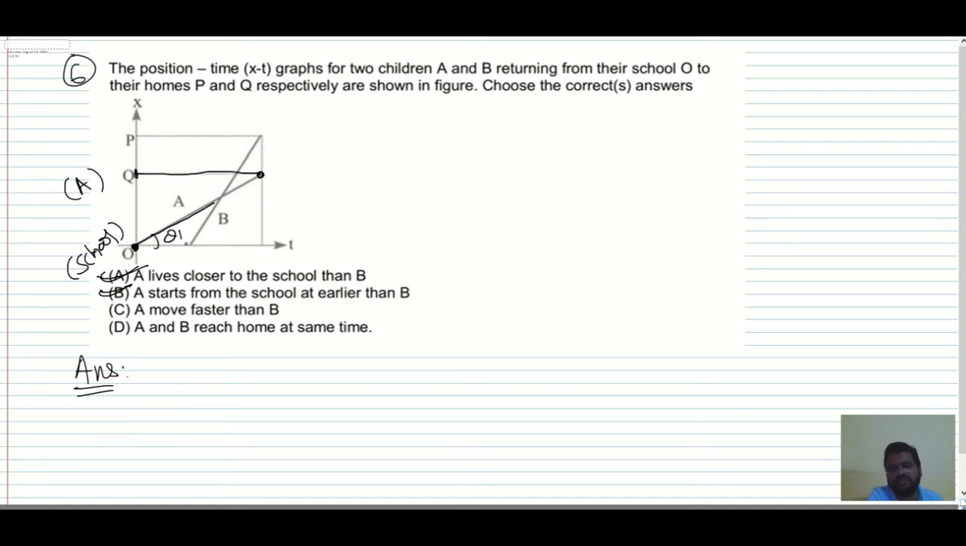See, this is theta 1, this is theta 2. Theta 2 is greater than theta 1, which indicates B moves faster than A. So B moves faster than A, so this statement is wrong. A and B reach home at the same time. It's also correct. Why? Because at time t equal to t naught, they reach home at the same time. So A, B and D are the correct options for this. I hope this is clear.